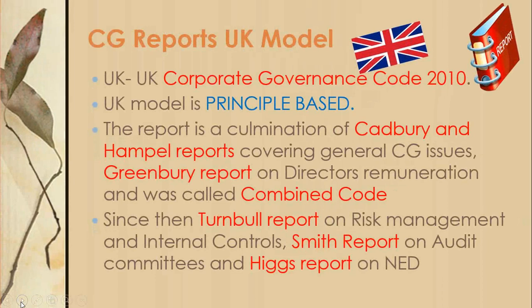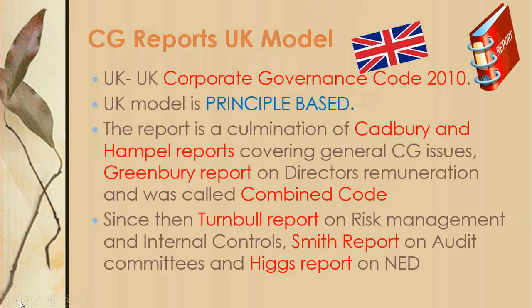Then after that, once these three reports got combined, that is the Cadbury, Hampel and the Greenbury, it was called the combined code. That was in 1998. And after that, three more reports came: the Turnbull report on risk management and internal controls, the Smith report on audit committees, and the Higgs report on NEDs. All that together is what we call the combined code, the UK Corporate Governance Code.